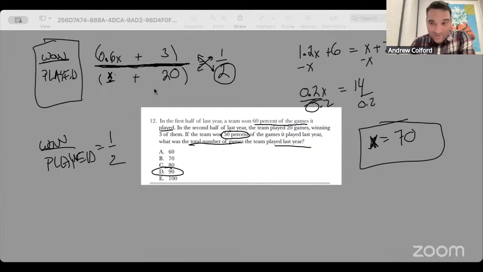So that's one way to do it. It's not the only way, but it is the algebraic way. And obviously the hardest part is setting up the equation here. Any questions on that? And then I'll explore a different way to do this.